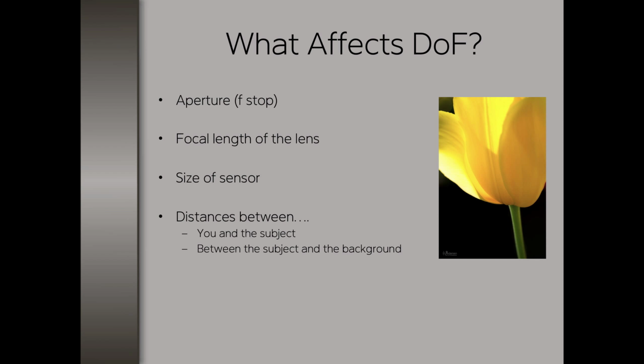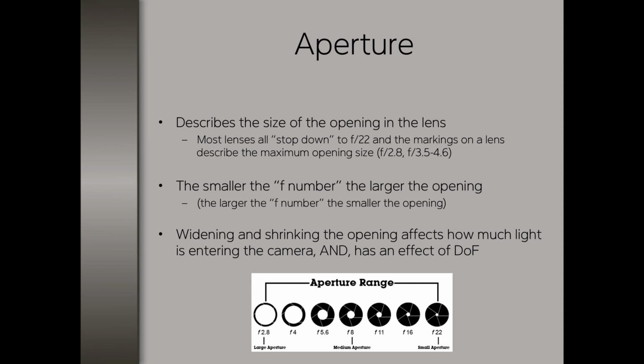So what affects the depth of field? So the aperture, the f-stop, affects the depth of field. The focal length of the lens, the size of the sensor can also affect it, as well as one of the most important contributors to the depth of field is the distance between you and the subject that you're shooting, and or the distance between the subject and the background.